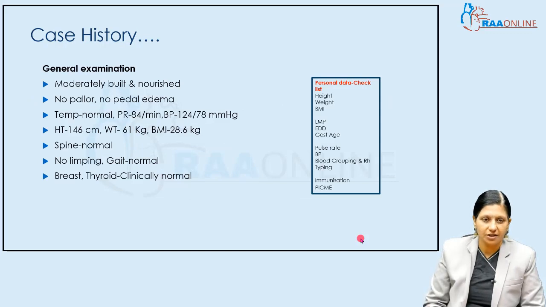On general examination, the patient is moderately built and nourished, no pallor, no pedal edema, temperature is normal, pulse rate 84 per minute, blood pressure 124 by 78 millimeters of mercury, height is 146 centimeters, weight is 61 kg, BMI is 28.6. The patient's spine is normal, there is no limping, gait is normal, breast and thyroid clinically normal.